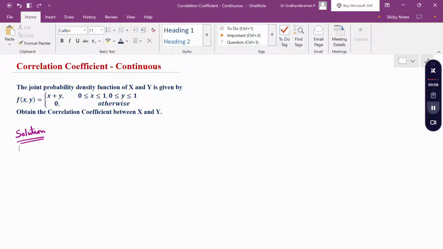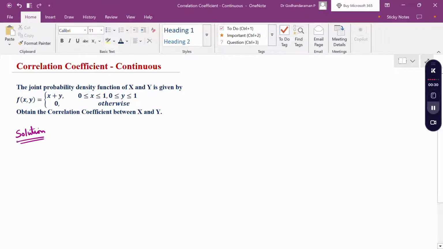Look at this problem. The joint probability density function of x and y is given by f(x, y) = x + y, for x in the range 0 to 1 and y in the range 0 to 1, and 0 otherwise. Obtain the correlation coefficient between x and y. Now see here, when the range is given, limits are given, then these are continuous type problems.